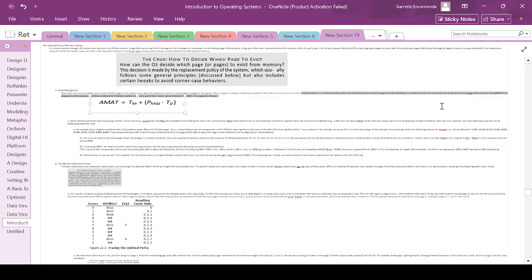Knowing the number of cache hits and misses, let us calculate the average memory access time, AMAT, for a program, a metric computer architects compute for hardware caches. Specifically, given these values, we can compute the AMAT of a program as follows. AMAT equals TM plus PMISS times TD, where TM represents the cost of accessing memory, TD is the cost of accessing disk, and PMISS is the probability of not finding the data in the cache, a miss.